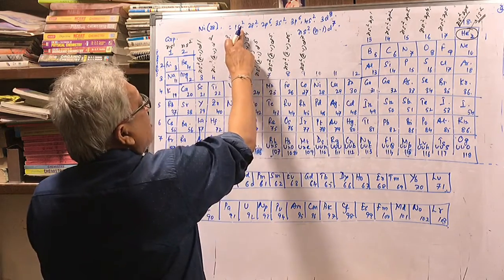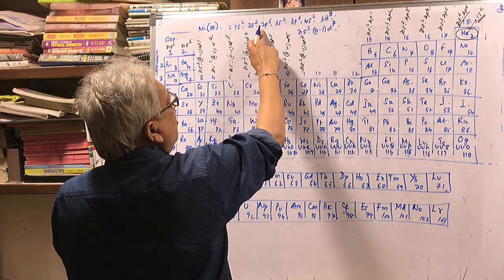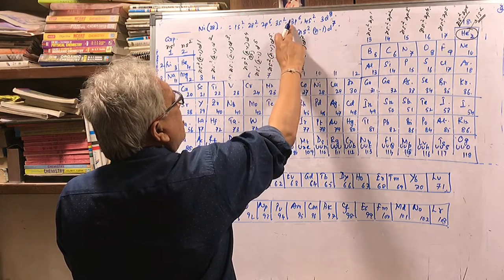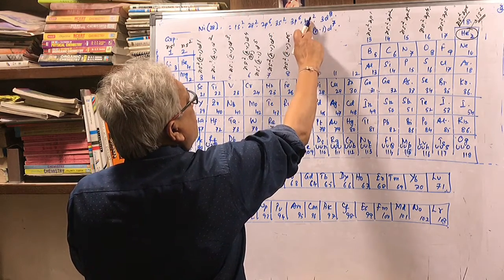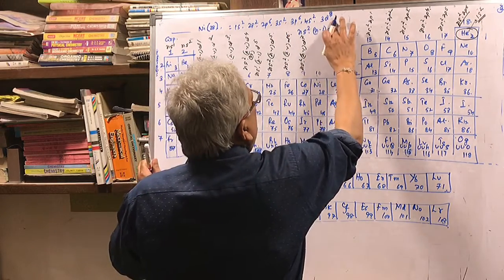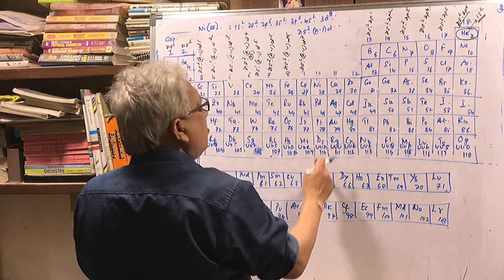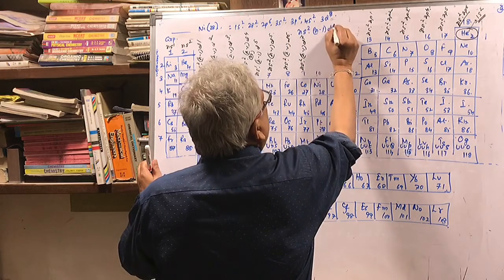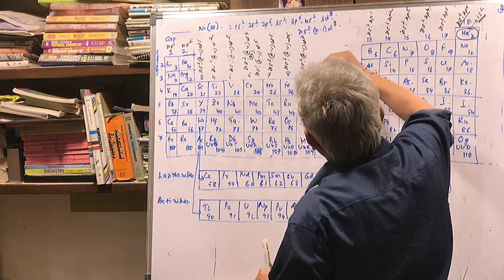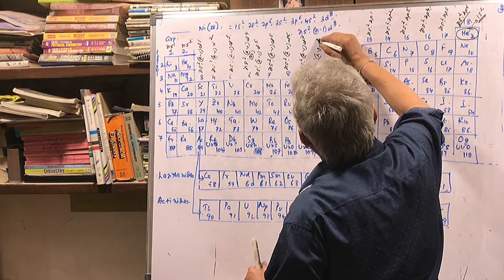So 2 electrons in the s subshell of the first shell, 2 electrons in the s subshell of the second shell, 6 electrons in the p subshell of the second shell, 2 electrons in the s subshell of the third shell, 6 electrons in the p subshell of the third shell, 2 electrons in the s subshell of the fourth shell, and then 8 electrons in the d subshell of the third shell. So the configuration will be common for all of them: nickel, palladium, platinum, ns2 (n-1)d8. So I write the configuration as ns2 (n-1)d8.